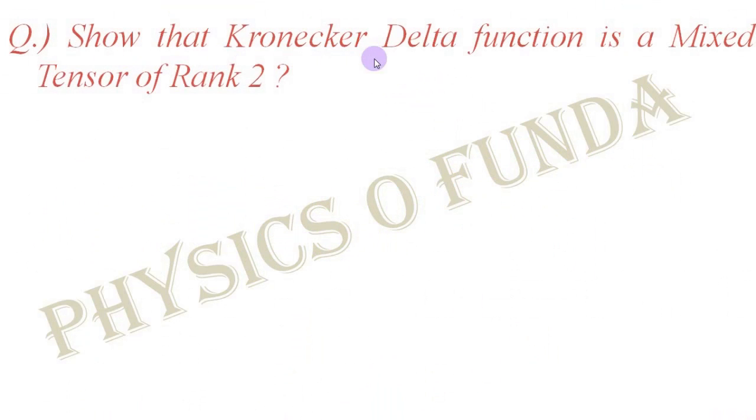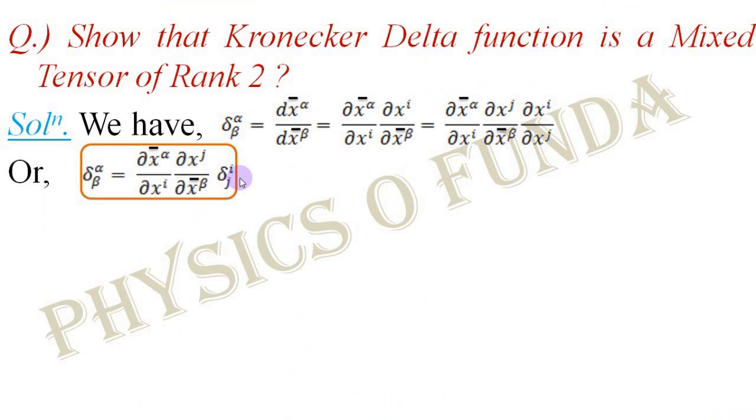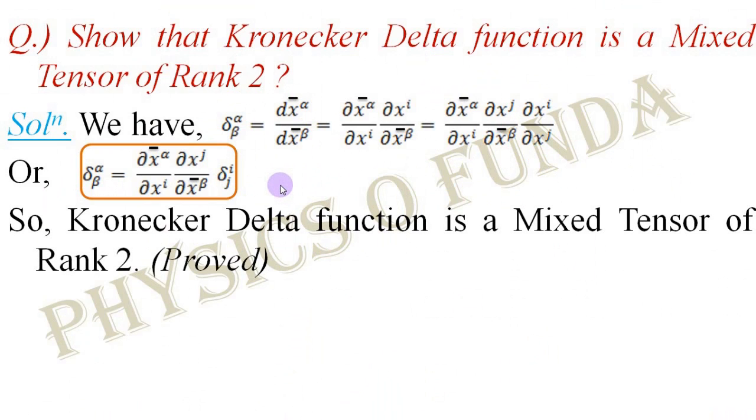Next, we see another problem. We have to show the Kronecker delta function is a mixed tensor of rank 2. For that, we start with the definition of the Kronecker delta function in the barred coordinate system, which is δ^α_β equal to ∂x̄^α/∂x̄^β. If we do some partial differentiation chronologically, then we get the next two terms. Here, ∂x^i/∂x^j is nothing but the Kronecker delta function in the unbarred coordinate system, which is represented as δ^i_j. So, this boxed equation resembles the transformation equation for a mixed tensor of rank 2. So, we can conclude that the Kronecker delta function is a mixed tensor of rank 2.